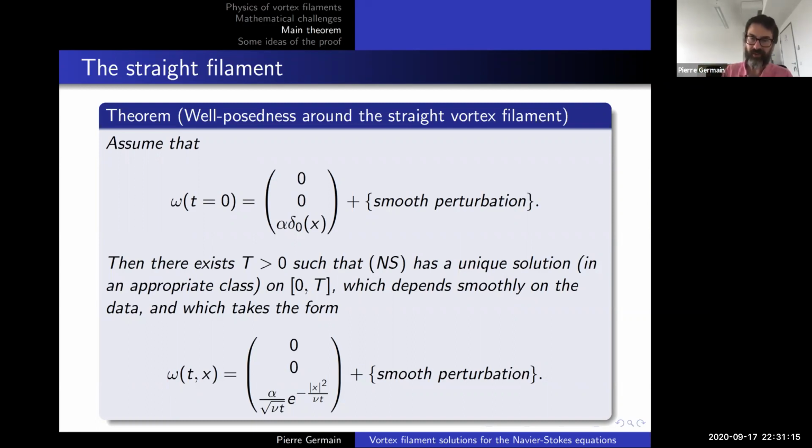So our result is that for such data, you have a local well-posedness theory, in the sense that you can construct a solution that depends smoothly on the data and that is unique in an appropriate class. So this is what you expect from local well-posedness.